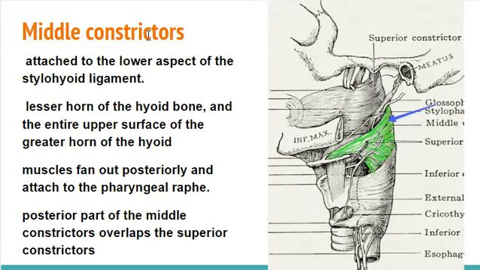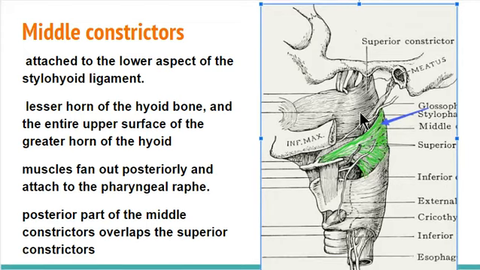Now moving forward to our middle constrictor. First of all, we see that it overlaps the lower margin of the superior constrictor, and also that it is related to the stylohyoid ligament, which extends from the styloid process to the hyoid bone. It is related to the lesser and the greater cornu of the hyoid bone, right? So it originates from the lesser and the greater cornu of the hyoid bone, and similar to the superior constrictor, it fans out posteriorly to attach to the pharyngeal raphe and join with the muscles on the other side.